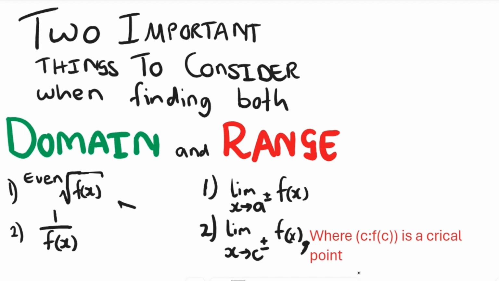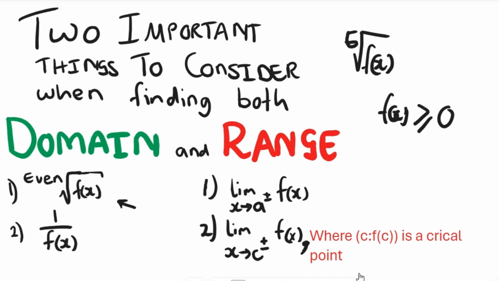Number one, you must know that for the even root of f of x, if you have something like this as your function, you don't want it to be negative. It can never be negative. So it must always be greater than or equal to 0. If it's equal to 0, then the square root of 0 is just 0. If it's greater than 0, then it will be defined. But if it's less than 0, you don't want that.